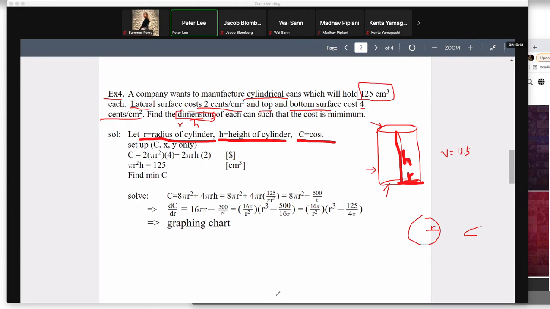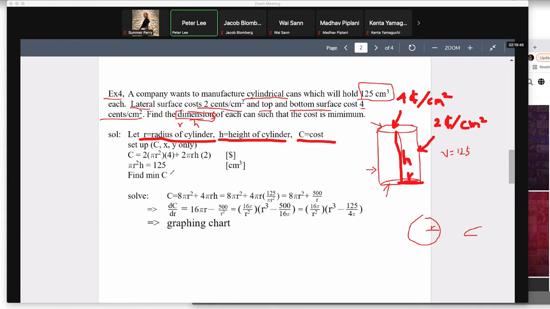Okay, so now how do you do this? The lateral surface here will cost what? This lateral surface, 2 cents per centimeter square. And then the top and the bottom, how much? It costs 4 cents per centimeter square. The top and the bottom are more expensive.